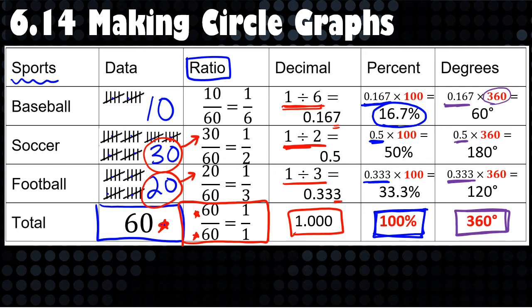And so when you do these and add up all the degrees, your total should come out to 360 degrees. Now, if you're really close, if it's 357.8 degrees, you're really close. It means that you just rounded your decimals.